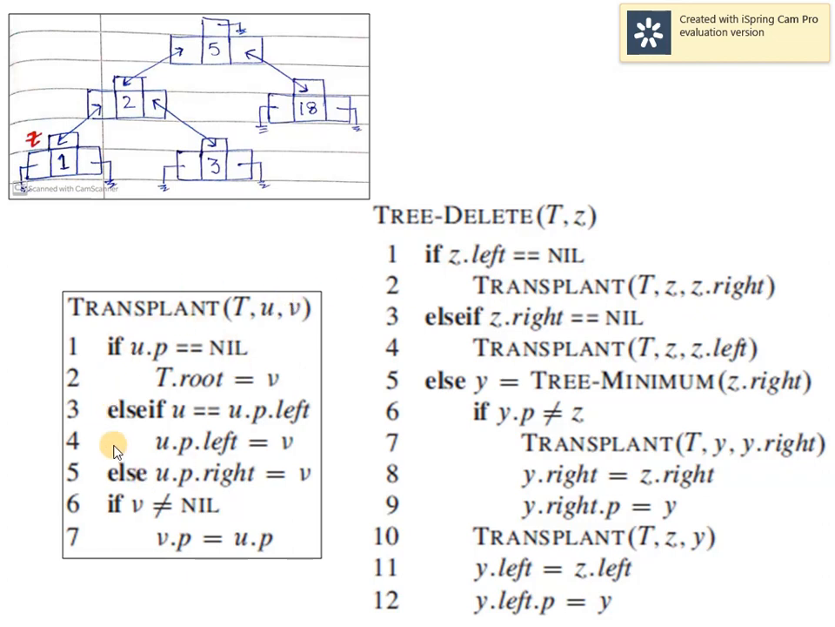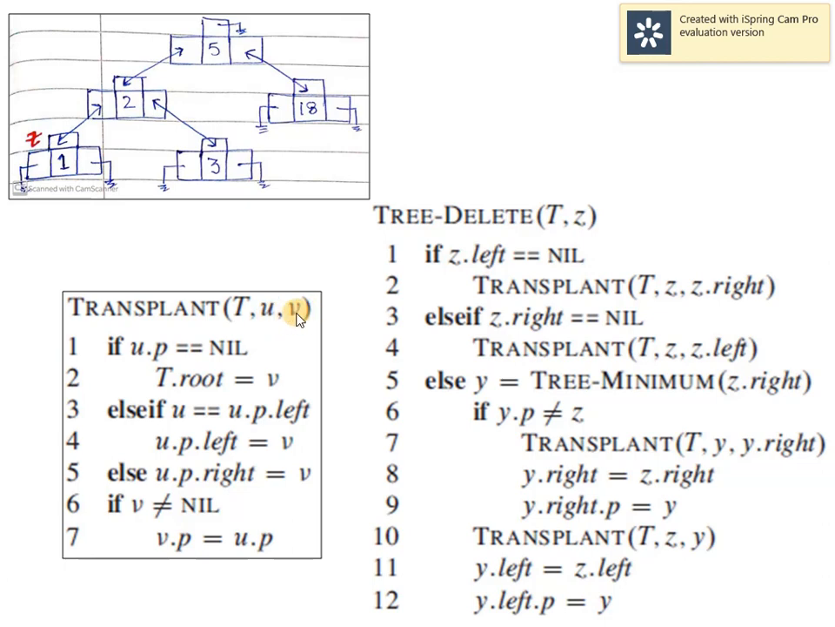Transplant is a simple procedure, and what it is doing is replacing the node u in the binary search tree with a new node v. And by replacement, that means it is updating a few pointers only, not all the pointers. It is updating the parent pointer of v as well as the left or right child pointer of the parent of u. So parent of v will be set to parent of u, and u must be the right child or the left child of its parent. Accordingly, v will become the left or right child of its parent.